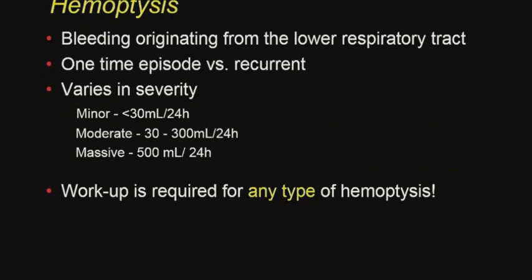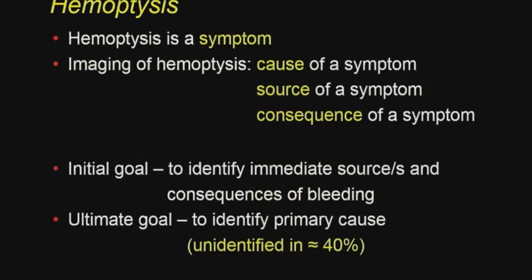So what is hemoptysis? It's actually bleeding which originates from the lower respiratory tract by definition. It can be a one-time episode or it can be recurrent, and it varies in severity from some minor hemorrhage to massive life-threatening bleeding. The important point is that workup is required for any type of hemoptysis, even a one-time episode and even a very minor hemoptysis.